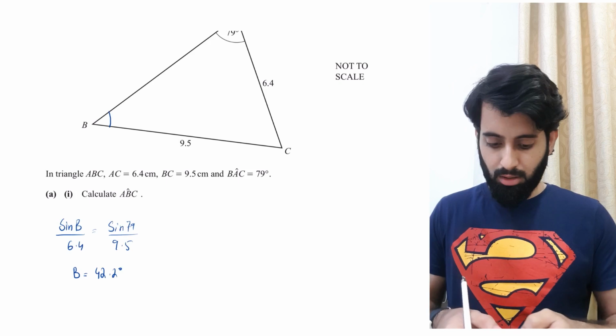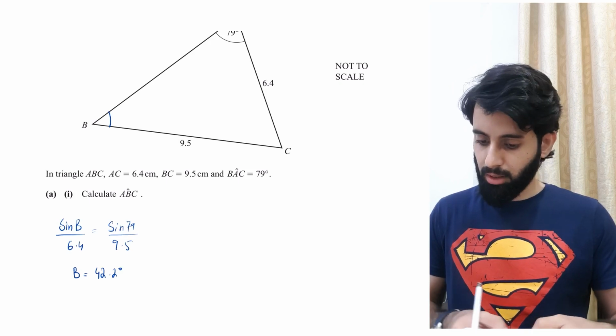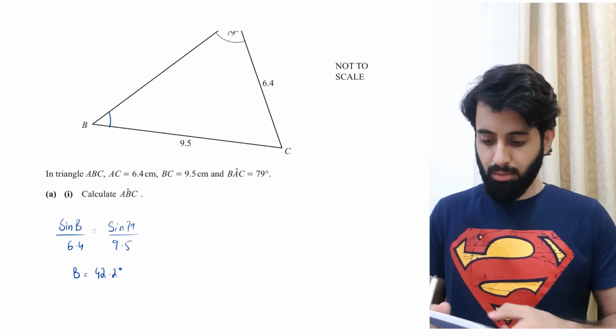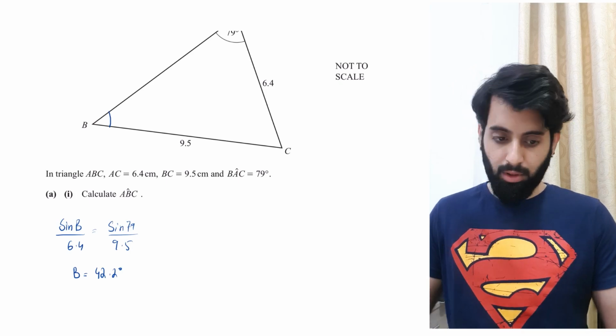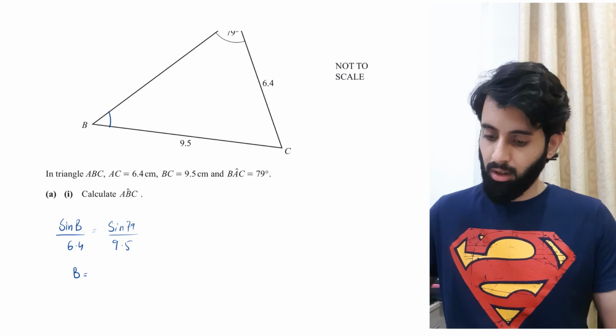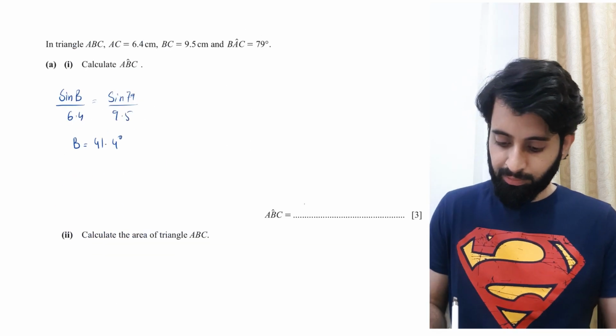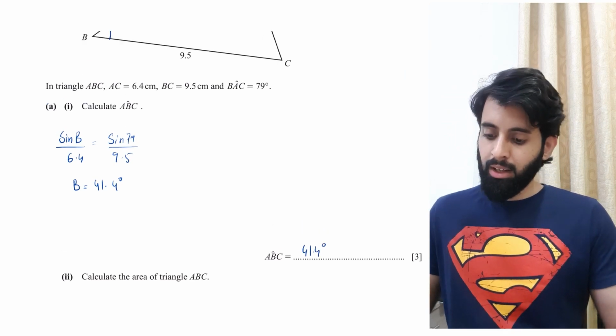Sine 79, let me just do that again. Divide by 9.5 into 6.4, sine inverse of the answer. So this turns out to be 41.4 degrees. Yep, that's correct.